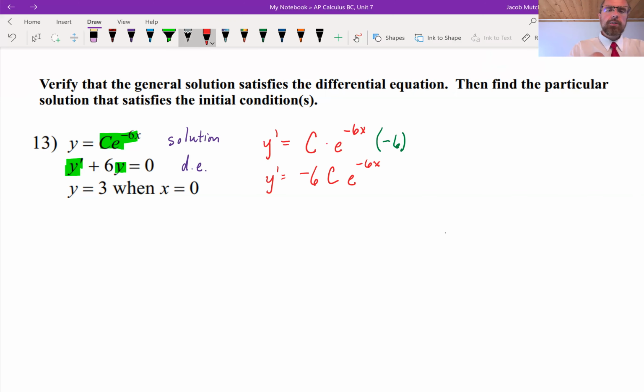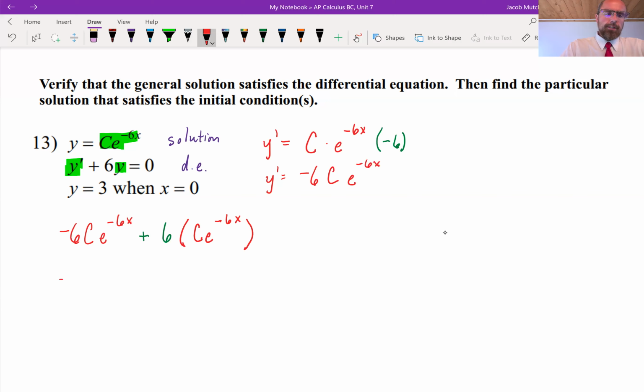So we're ready to make our substitutions into this differential equation. I just found what y prime was, so negative 6c e to the power of negative 6x. And I'll pick up with the differential equation left side, so plus 6, and then times y, which again is c e to the power of negative 6x. Then I want to simplify. Does that equal 0?